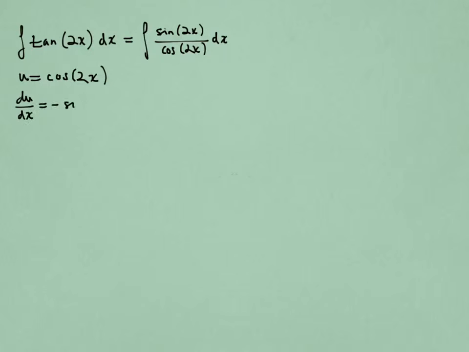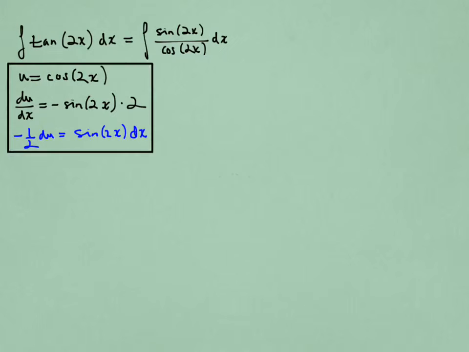I'm going to differentiate it. Remember, the derivative of cosine is minus sine. I leave the 2x alone, and the chain rule says multiply by the derivative of 2x, which is 2. Let's write it as a differential. I'm going to divide everything by 2, and I have minus 1/2 du is sine of 2x dx. So we can carry out the substitution now.